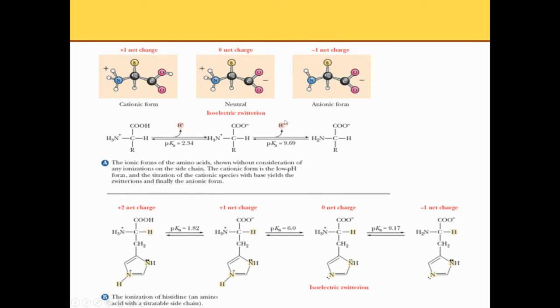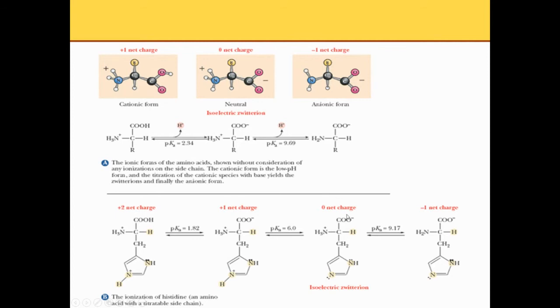If you lose one proton from the neutral isoelectric point, the amino group loses one proton. That's pK2, and this is normally basic. So you have the neutral form, and then the cation form and the anion form. The anion form is negative, the cation form is positive, and in the middle is the zwitterion.